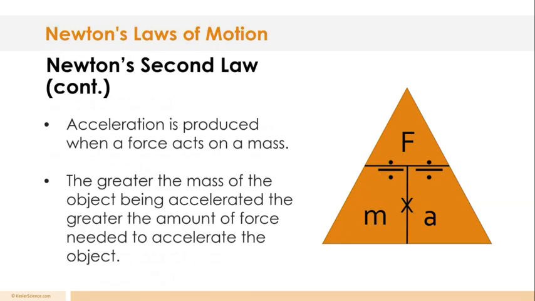So acceleration is produced when a force acts on a mass, right? You kick the soccer ball. The soccer ball has mass. You acted on it with the force, the kick, which causes it to start moving. That's acceleration. Now, the greater the mass of the object being accelerated, the greater the amount of force needed to accelerate the object.